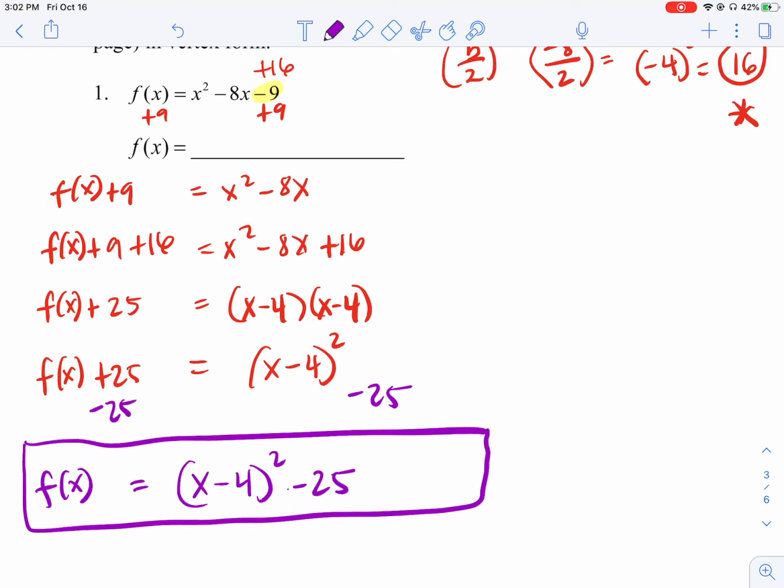And this is what you call the vertex form. You just finished processing it using completing the square, and this is what completing the square is about. Completing the square is technically solving a quadratic equation in standard form, making it into vertex form. And we already have the vertex form. Okay, let's have another example.